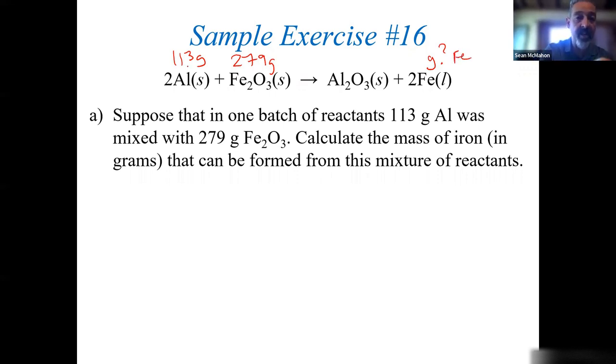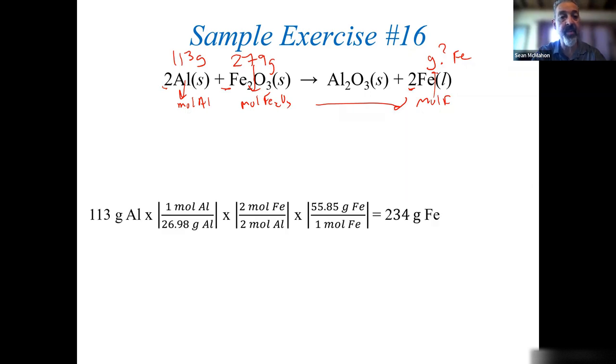I'm going to convert, again, grams of aluminum to moles of aluminum. I'll convert grams of iron 3 oxide to moles of iron 3 oxide. And then I'm going to convert the moles of each reactant to moles of iron using my balanced chemical equation. And then I'll convert to grams using molar mass. So let's start with the 113 grams of aluminum. Grams of aluminum, how can I convert to moles? I grab the periodic table. I look and see there's 26.98 grams of aluminum per 1 mole. That cancels out the grams of aluminum.